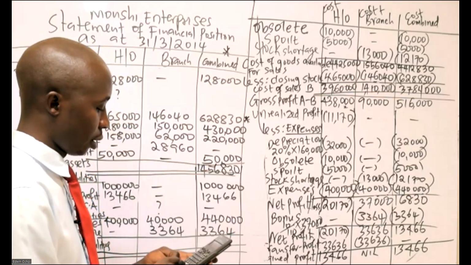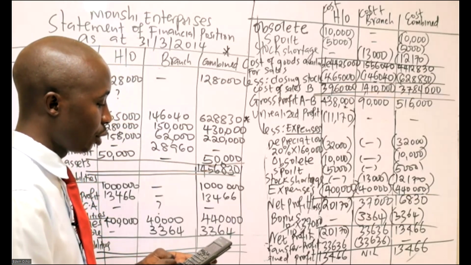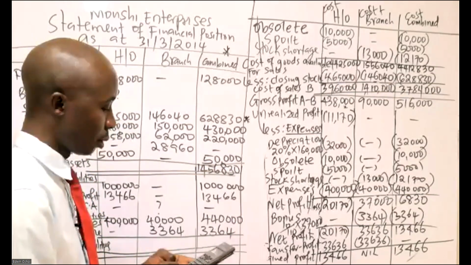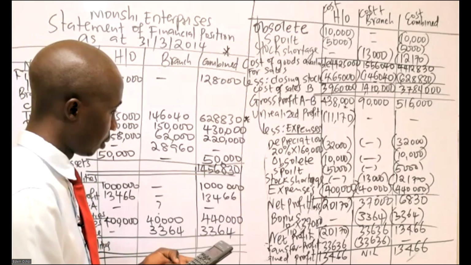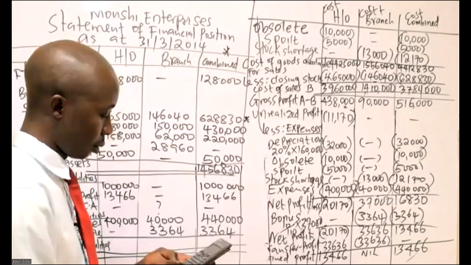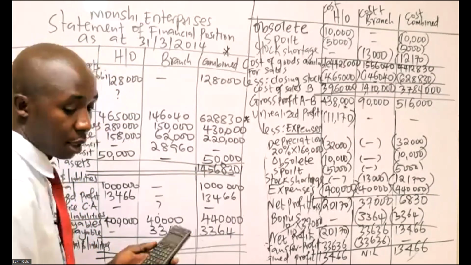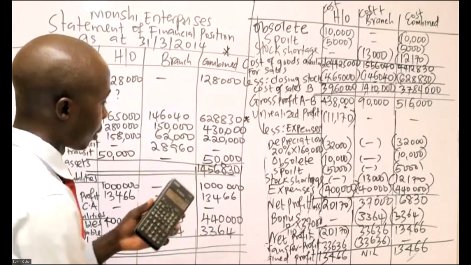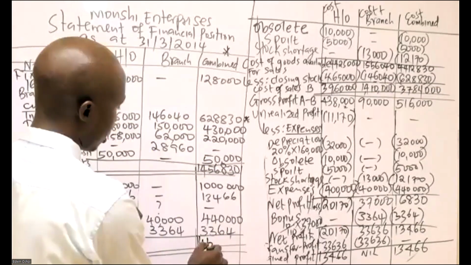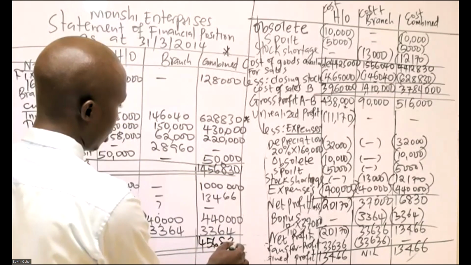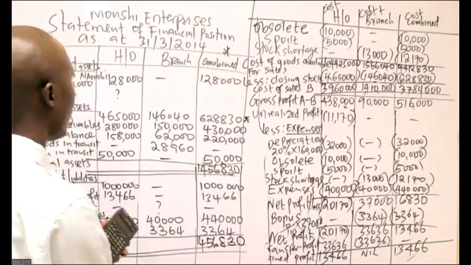So what about for the capital and liabilities? So it's the same. So 1456, 830. So let's do for the branch.